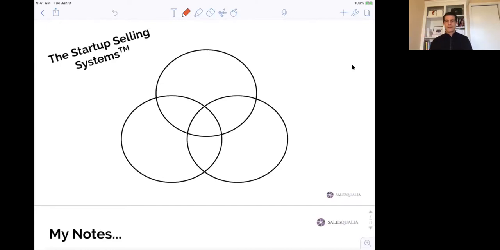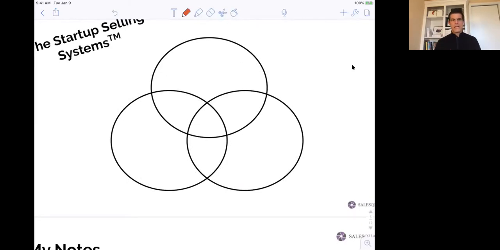So if you scroll down a little bit or page down in your workbook, we're going to work on this 3-circle Venn diagram. I'm going to take a sip of coffee, not that I need it. Coffee with butter. That's my go-to. Butter coffee.